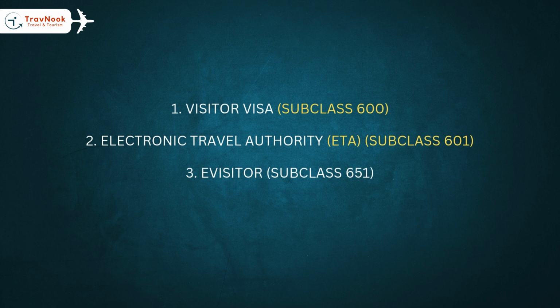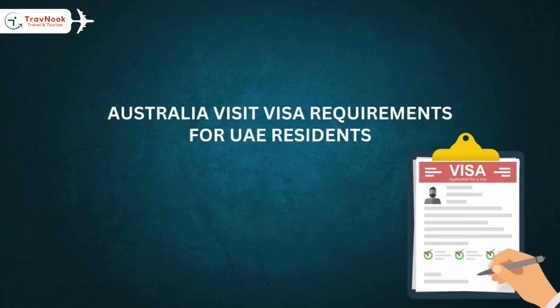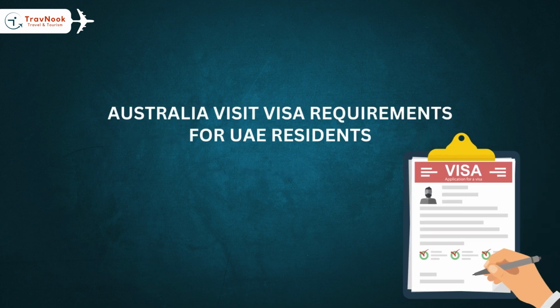3. E-Visitor, subclass 651. This is another electronic visa for European passport holders. It's similar to ETA but specific to EU countries. Australia visit visa requirements for EU residents. Before you begin the application, it's essential to understand the general Australia visit visa requirements.